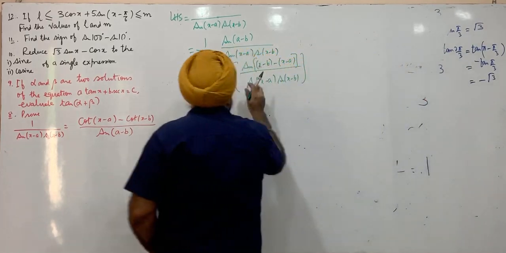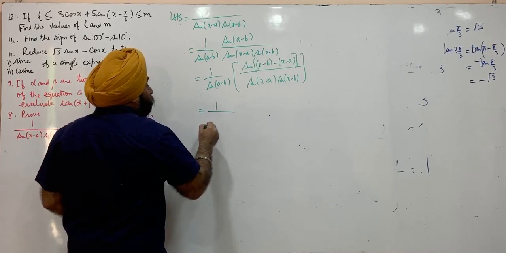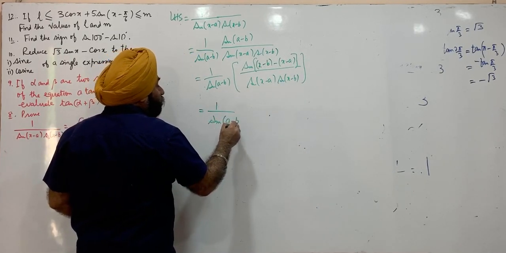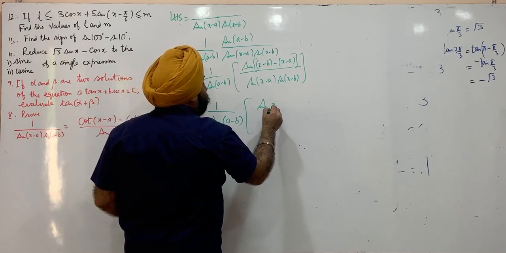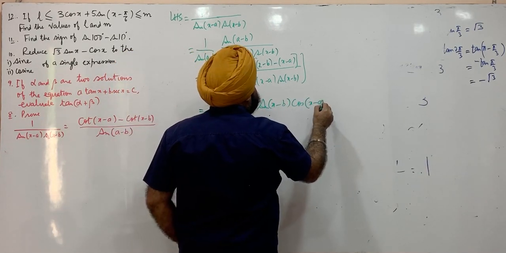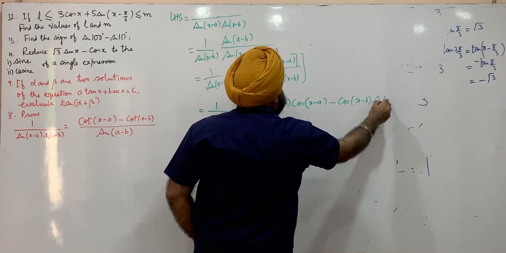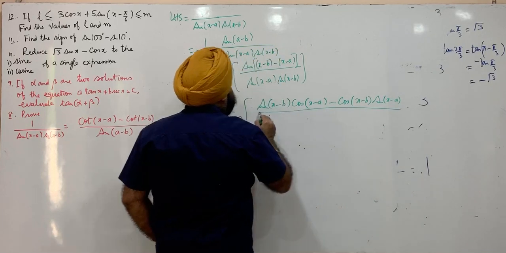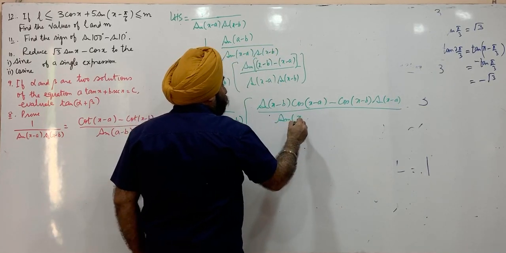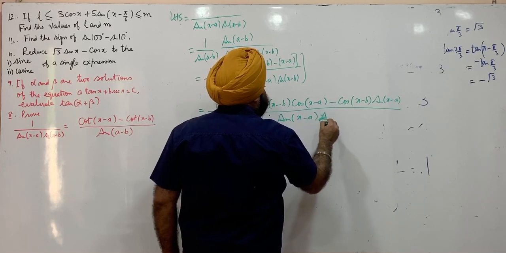Now expand using sine of a minus b. This is sine of a minus b as it is. This is sine of x minus b into cos of x minus a minus cos of x minus b into sine of x minus a, upon the denominator as it is, sine x minus a into sine of x minus b.